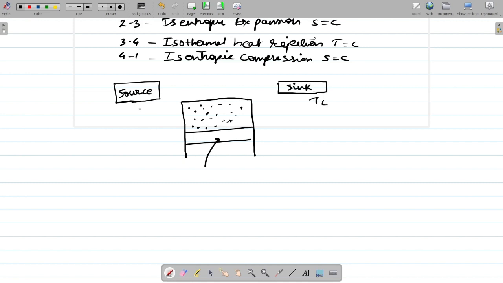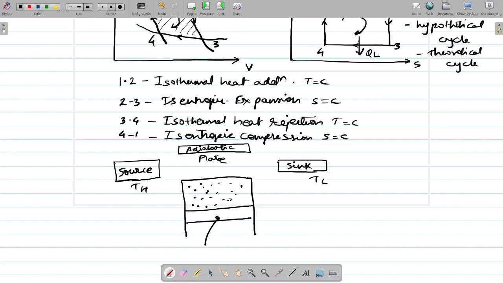This is at the lower temperature, this is at the higher temperature, and one adiabatic plate. Now, how is this going to work? Here we will bring this in contact alternately with this device or system. This is completely insulated on the side wall, so that it should not reject heat to the surrounding. And here this is again the adiabatic plate.